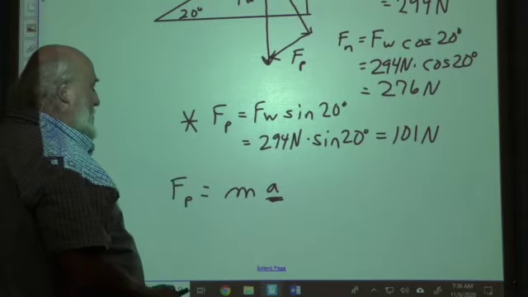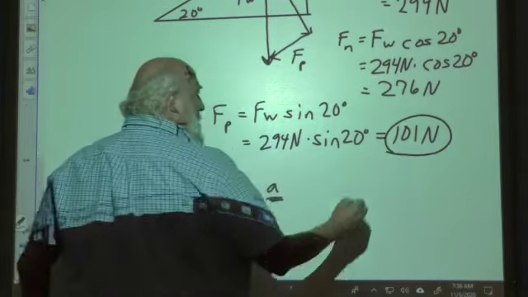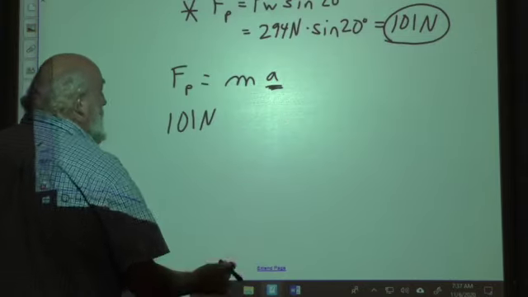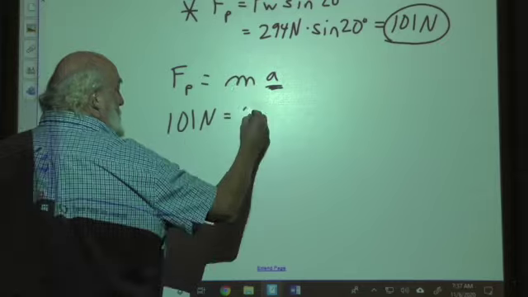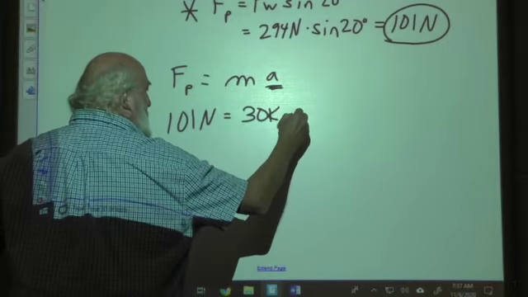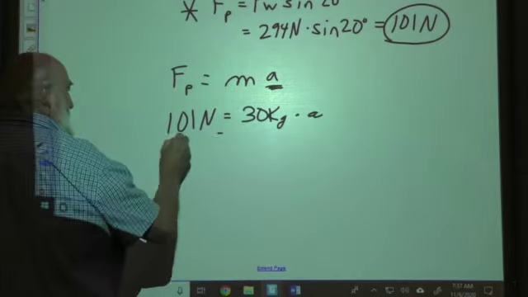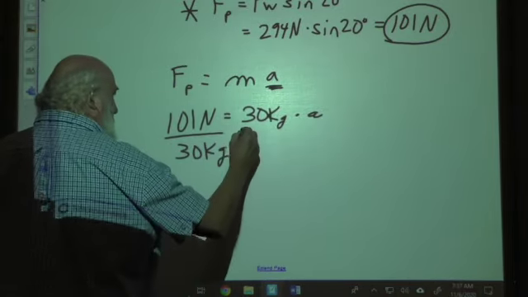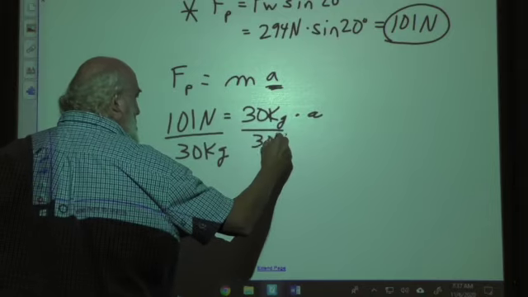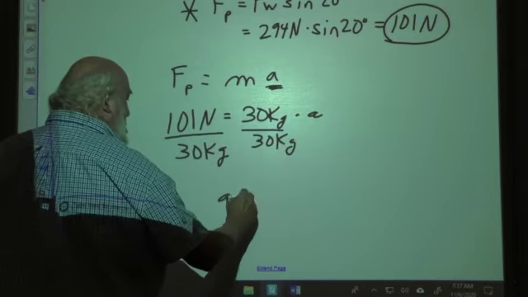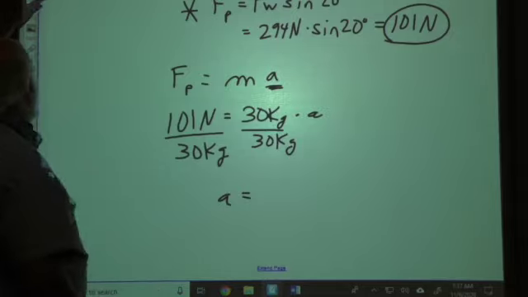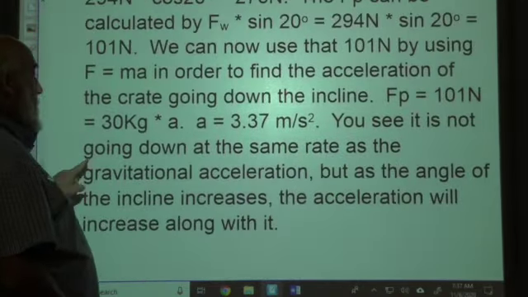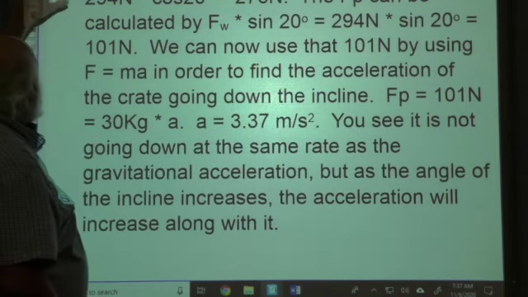So this is what's going to happen as it goes down the inclined plane. So this is our force right here, 101 newtons, equals the mass of the crate, which is 30 kilograms, times a. So we divide by 30 kilograms. And that leaves us a by itself, and we divide that out, go to our calculator, and we see that it is 3.37 meters per second squared.